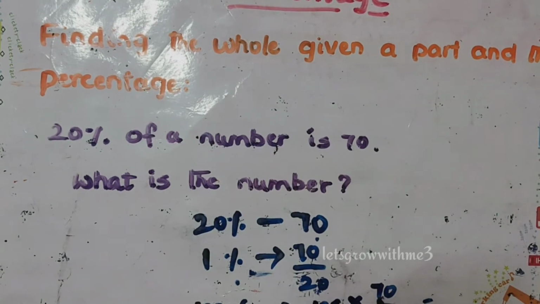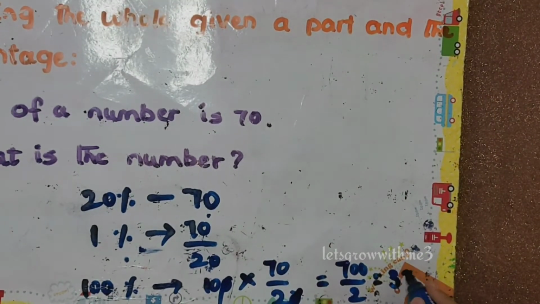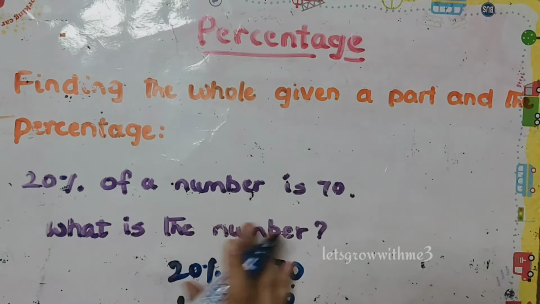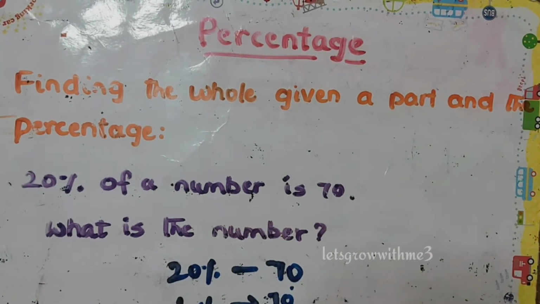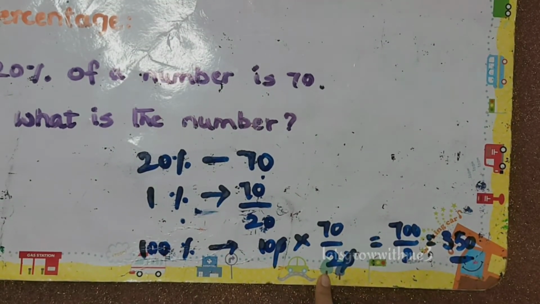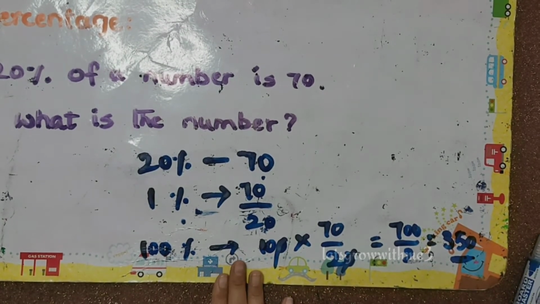So it's so simple. How to find it? First we need to find out the 1%. So from 1% we need to get 100%. Once again I'm repeating. In the question, they have given the part and percentage, and they are asking us to find the whole. So what we need to do? We need to make that percentage equal to that value. Then we need to find out 1%. From that we need to find out 100%. That's how we will get the whole number when the part and percentage are given.